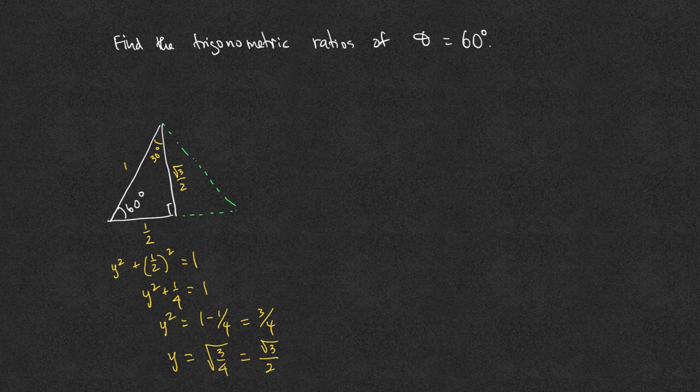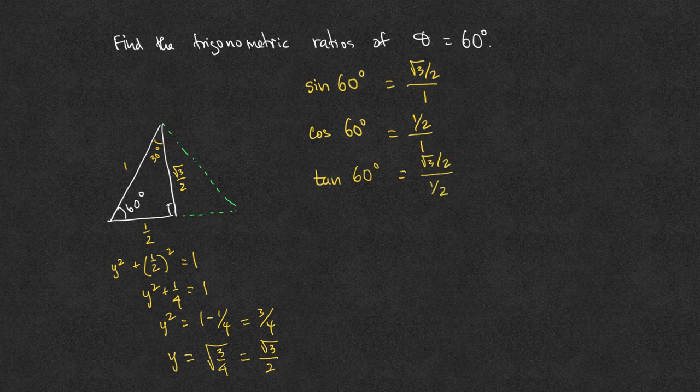Now that we have all three sides of this special right triangle, which is half of the equilateral triangle, we can find the trigonometric ratios. Sine of 60 degrees is the opposite over the hypotenuse. Cosine of 60 degrees is the adjacent over the hypotenuse. Tangent of 60 degrees is the opposite over adjacent. And the remaining three trigonometric functions are the reciprocals of these.